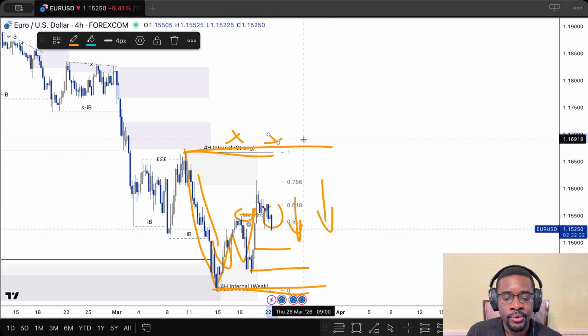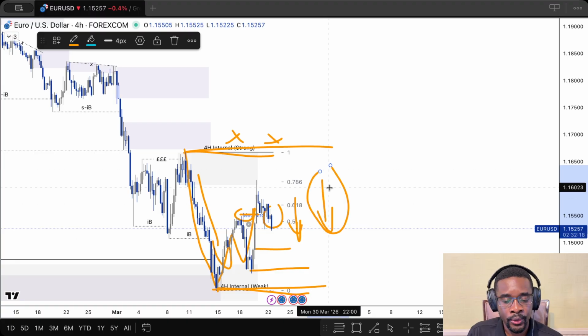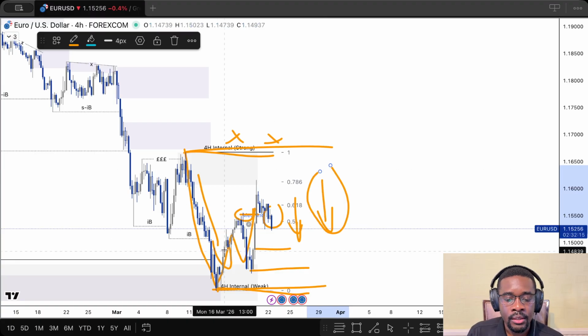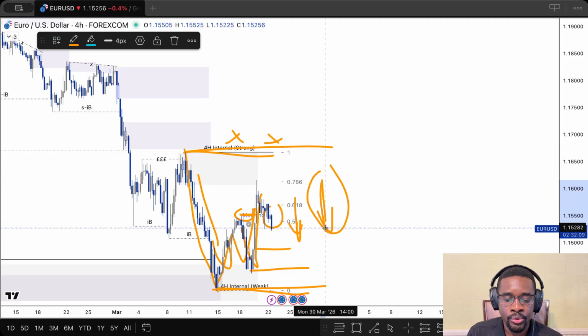So for this range we may be looking at this range from the internal's high to the internal's low as bearish. So that's what I'm calling the swing, or the swing range. And then the internal of that internal is bullish at the moment. So that means we'll be pro swing, which is bearish, and then counter internal, which is bullish. So that is if we're looking for shorts.